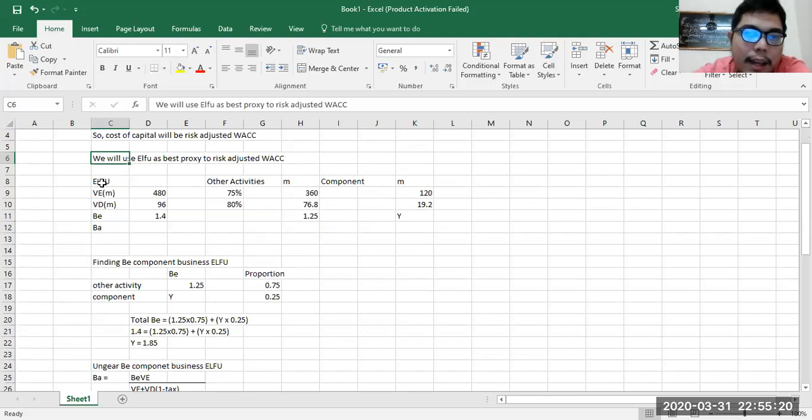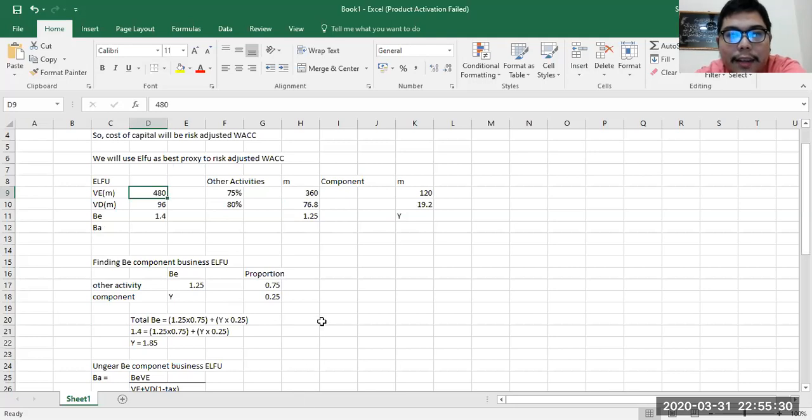Okay, let's look at LFU. LFU currently has a value of equity of 480 million. You have previously calculated the shares there. So 480 million, and the value of that is 96 million. The beta equity that has been given is 1.4. That is the total.